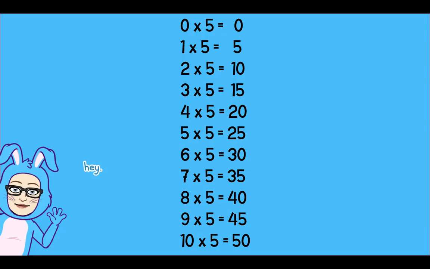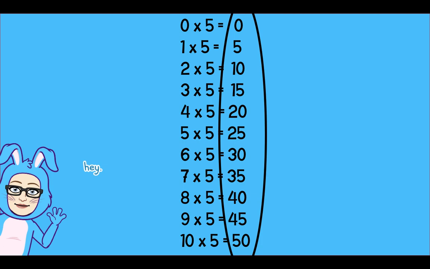Here I've taken all of our 5 facts and I've written them from the top to the bottom. I want you to take a look and see what patterns you can find. The easiest pattern to see is with the answers. It increases by 5 each time, just like skip counting. 0, 5, 10, 15, 20, 25, 30, 35, 40, 45, 50. If you can skip count by 5s, you can multiply by 5s.